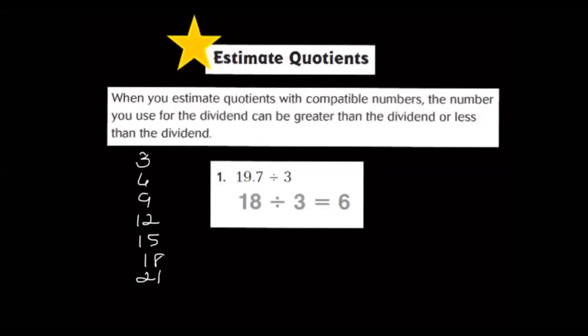Now, what I also want to point out to you is this. When you estimate quotients with compatible numbers, the number you use for the dividend, now remember, the dividend here is 19 7/10, can be greater than the dividend, or it could be less than the dividend. And in this case, we chose 18, which is a number less than the given dividend.